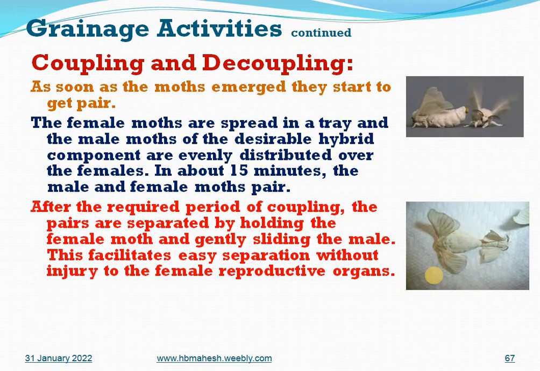After emergence, as soon as the moths emerge, they start to pair, male and female. The female moths are spread in a tray in the grainage. On each tray, female moths are spread, and male moths of the desired hybrid component are evenly distributed over the females. For 200 female moths on the tray, about 225 to 250 male moths are evenly distributed. In about 15 minutes the male and female moths pair.